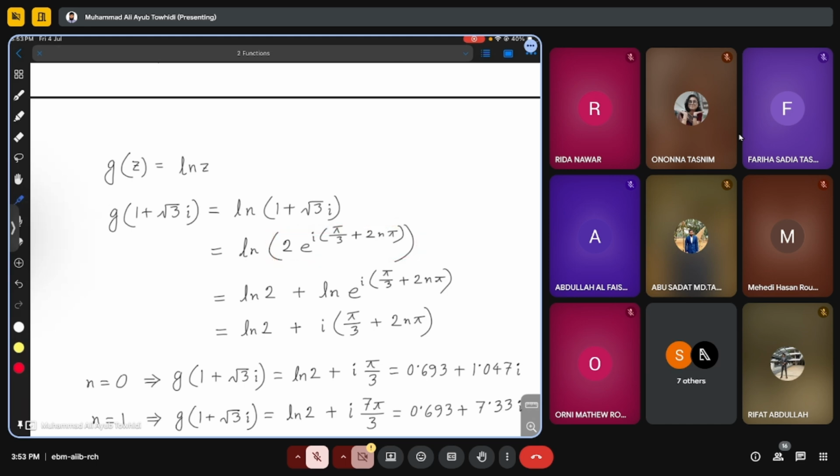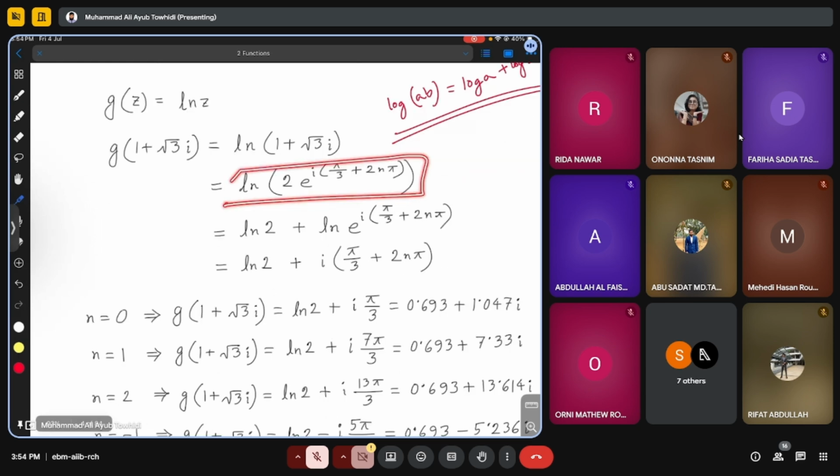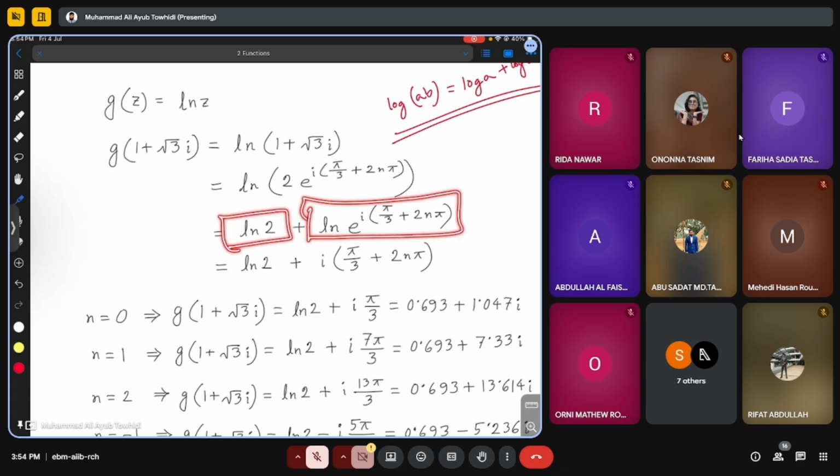So the polar form of the number is this. Now can we say, do you remember this? Log AB equals to log A plus log B. Is it right? So just do that here. ln of 2 multiplied by something. So it can be written as ln 2 plus ln the rest of it. ln e to the power i (pi by 3 plus 2n pi).